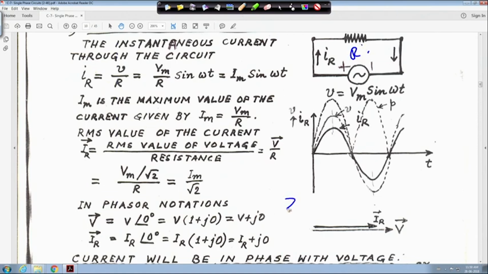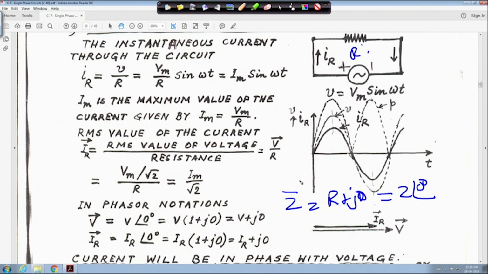So, Z is equal to R plus j0. X is not there, the reactance part we will see later. So, Z is equal to R plus j0, which we can write as Z angle 0, because this is 0 and this is R. So, it is a complex number.